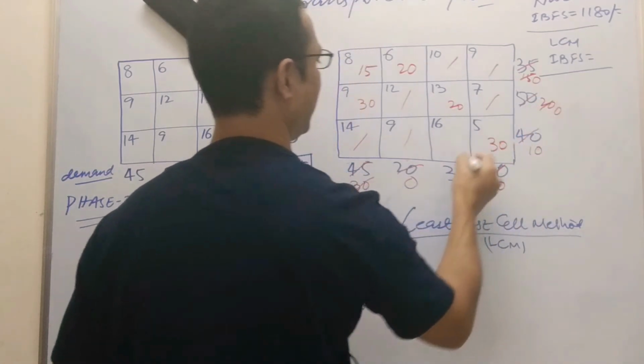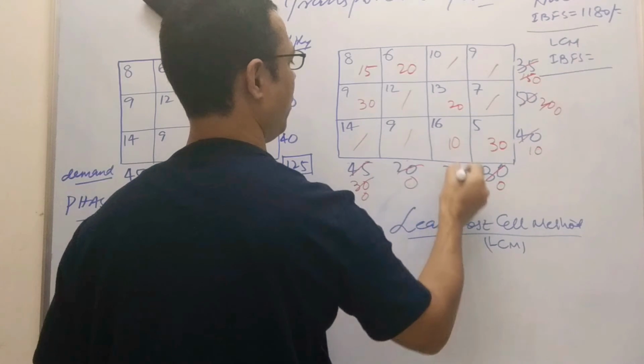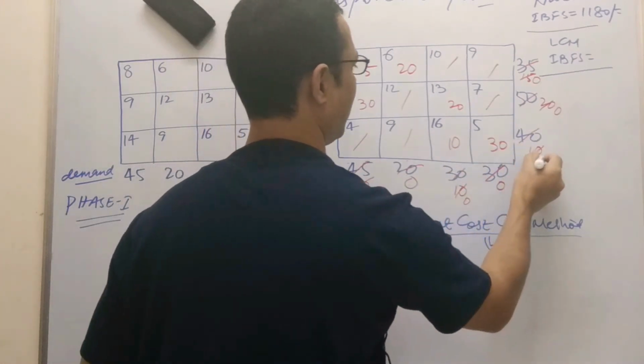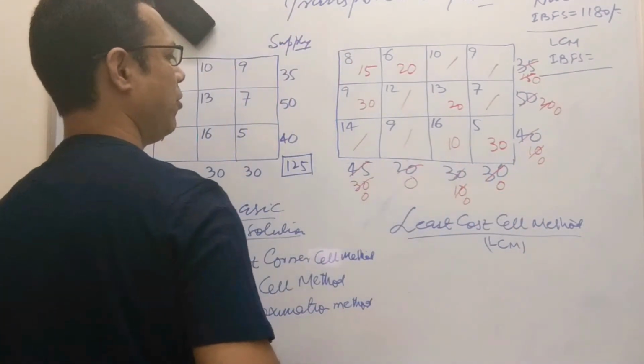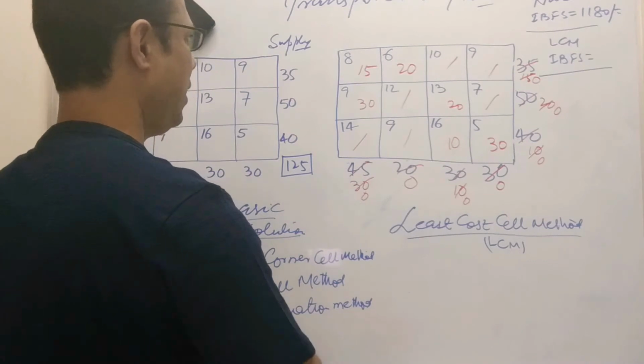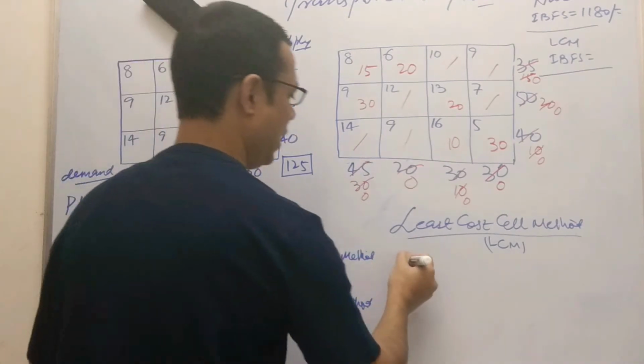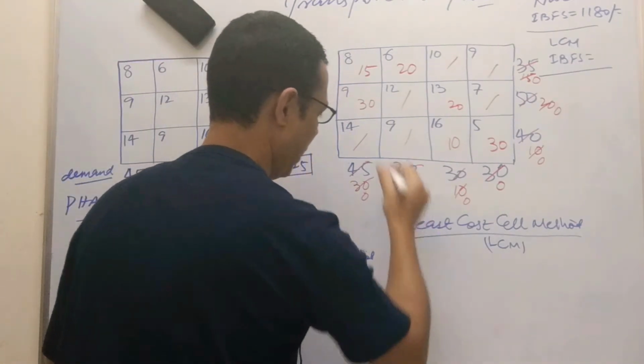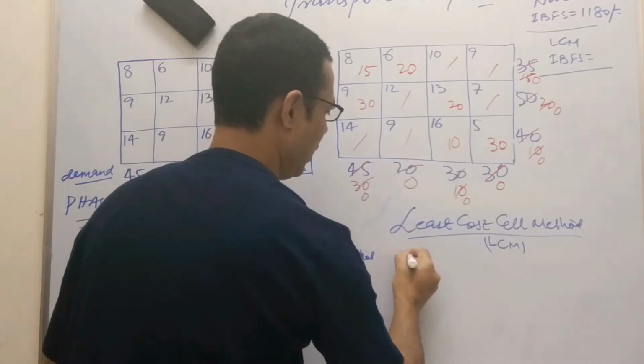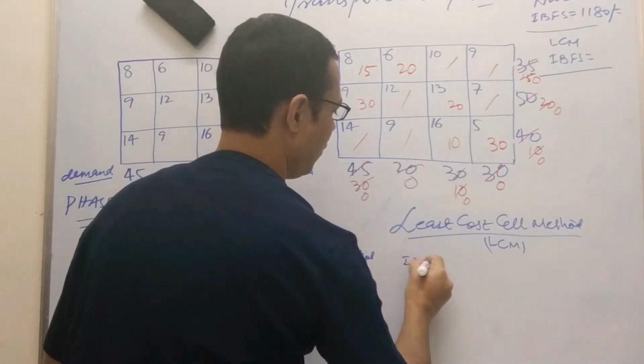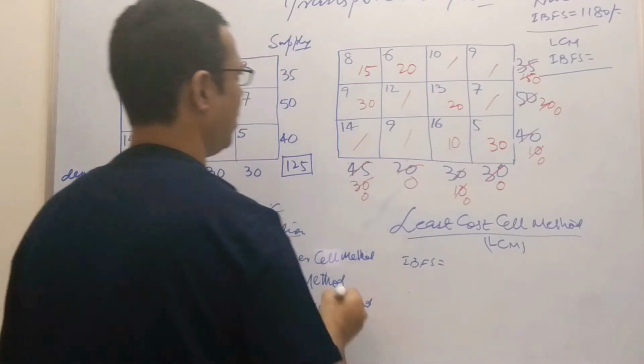0. So 10 and 10. At the last you will find these two will be the same. So there is no supply, no demand. Finished. So now we can go to find the initial basic feasible solution by applying the least cost cell method.